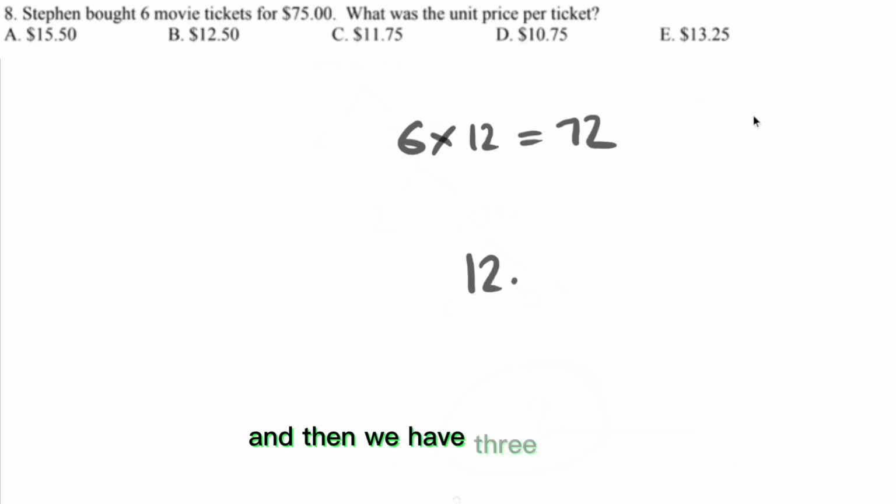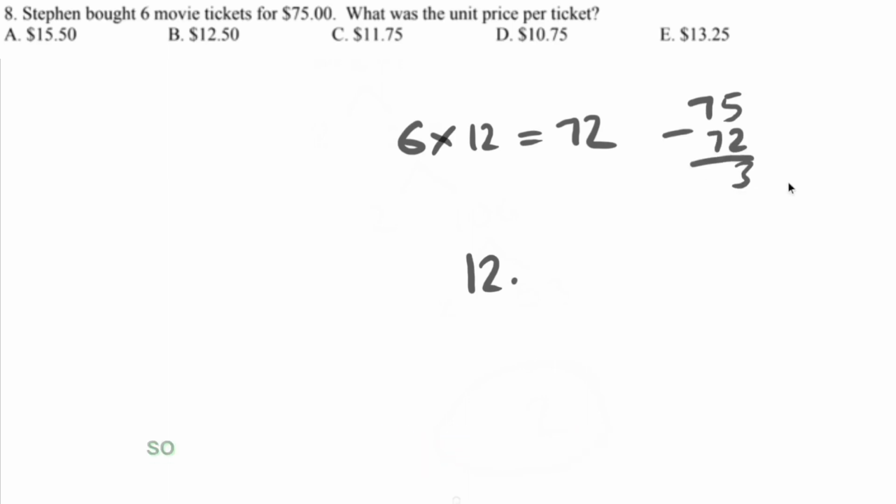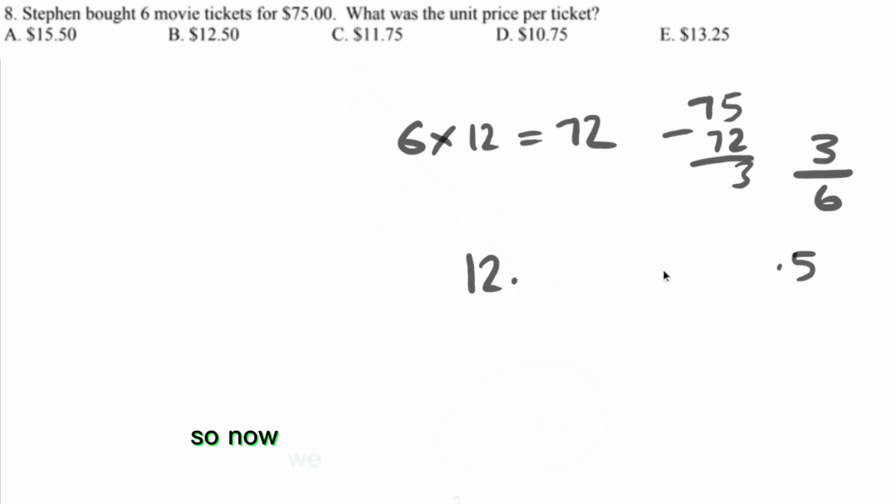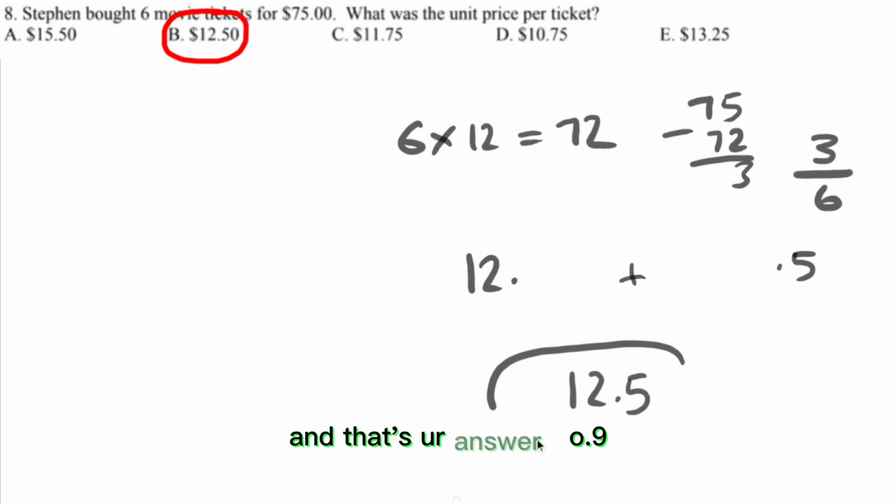And then we have 3 left over because 75 minus 72 equals 3. So we can write this as a fraction of 3 over 6, which is nothing but 0.5. So now we add 12 and 0.5 together, and we get 12.5. And that's our answer.